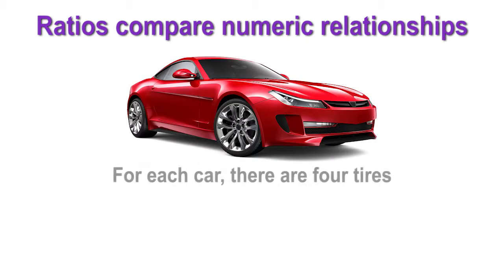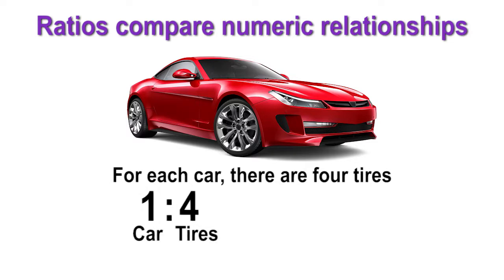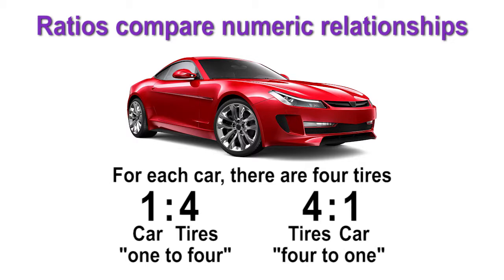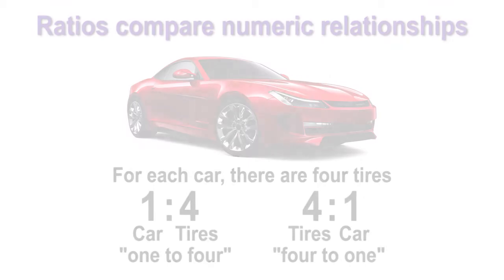For example, for each car, there are 4 tires. This is a ratio of 1 to 4, meaning that for every car, there are 4 tires. The most common way to write a ratio is with a colon. This is read 1 to 4. The order of the numbers is important. The ratio of cars to tires is 1 to 4. If I wanted to state the ratio of tires to cars, I would need to write the ratio as 4 to 1.